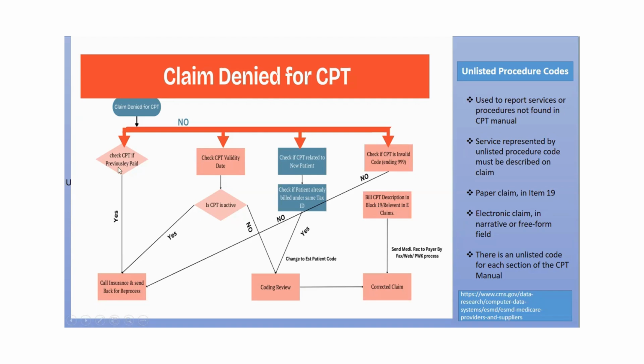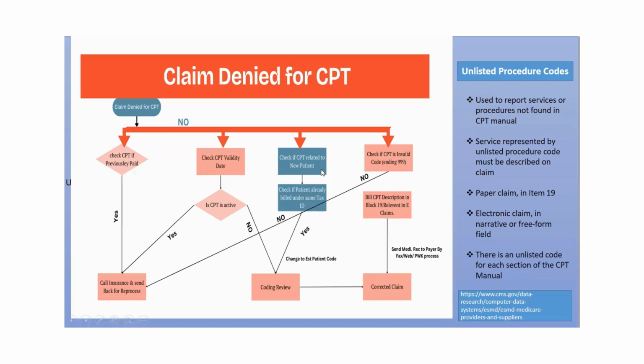When the CPT was previously not paid, there are 3 different categories. First, we need to check whether the CPT is valid or not. Check the valid date. If the CPT code is active and valid, you are going to call the insurance company and send it back for reprocessing. If it is not valid and your coding team is using an invalid CPT code, we reach out to the coding review and they will send the corrected claim.